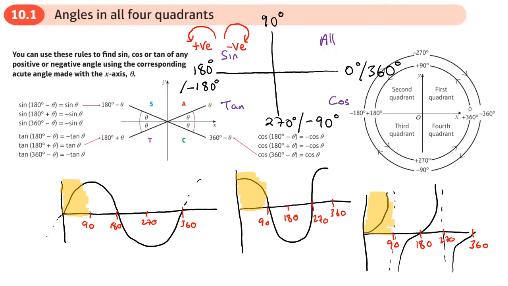Right, let's move along and let's look at the graphs between 90 and 180. So 90 and 180 there, 90 and 180 there, and for tan, 90 and 180.